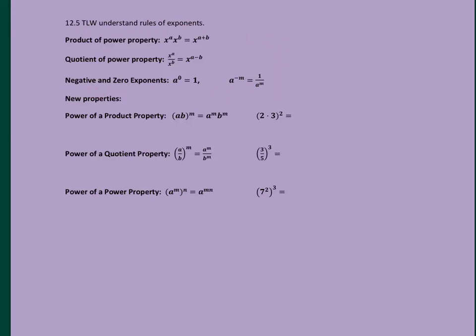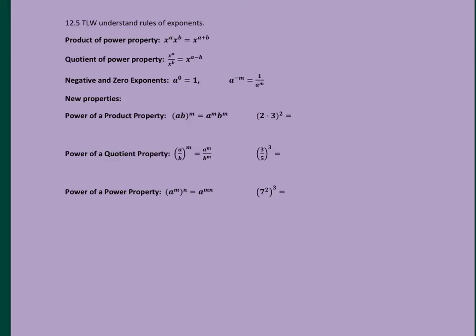Remember, product of power property. When you multiply the same base, you add the exponents. When you divide the same base, you subtract top minus the bottom. Negative and 0. Anything to the 0 power, 1. Negative means to make it positive, it goes to the denominator. We've been over these a lot.